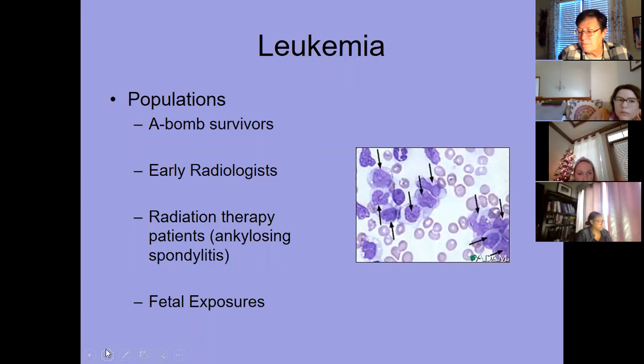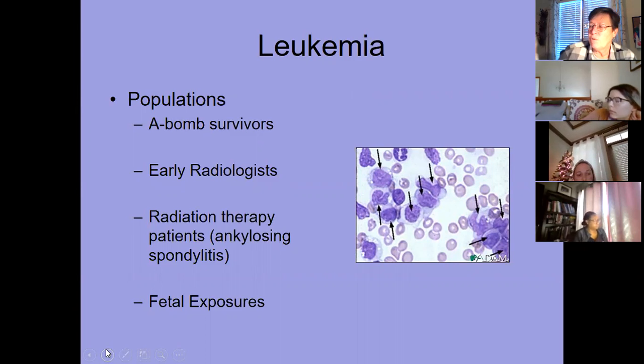So leukemias. Leukemia, we know, is a blood cancer, and several different populations have been linked to leukemia. The atomic bomb survivors, if they received a dose of 1 gray, the early radiologists, radiation therapy patients who were irradiated for ankylosing spondylitis. Anybody remember what ankylosing spondylitis is?